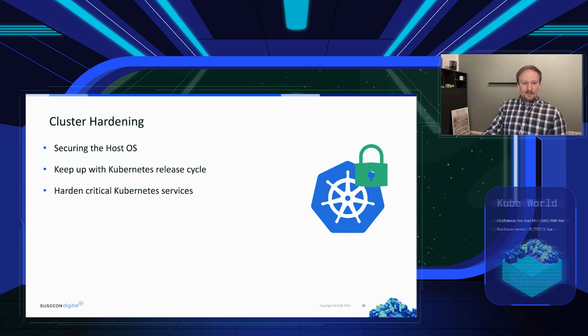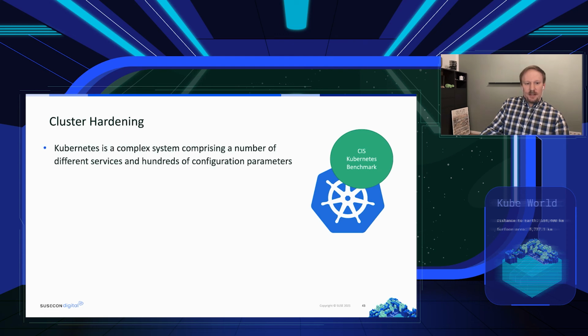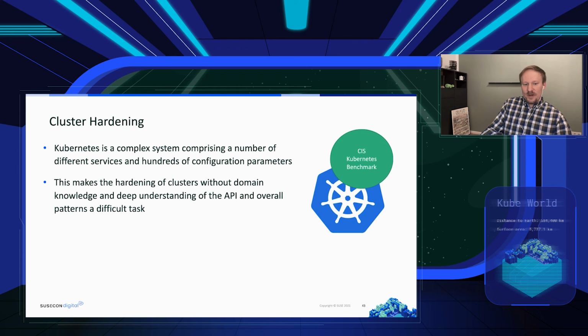The last point is hardening the cluster itself, hardening the critical components of Kubernetes. And this is maybe a difficult one at first look, because Kubernetes, as I mentioned, is a complex system. It is comprised of many different services, and each service comes with its own set of configuration files, and probably the overall number of configuration parameters goes into the hundreds. So how do you figure out what's the best way to configure that system? How do you properly harden that? That's a good question.